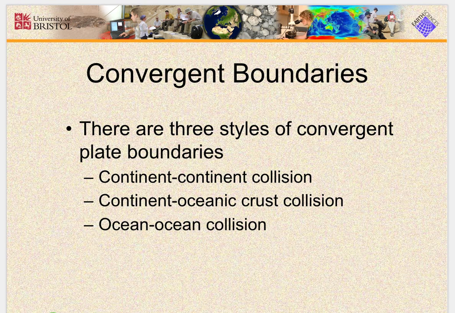Okay, now we have convergent boundaries. Those are the two that are going to bump into each other, or smash. There are three types of convergent boundaries. You have the continent and the continent, where the two land formations are bumping into each other, the two land plates. You have continent-oceanic crust, where the land plate is bumping into an oceanic crust plate. And then you have ocean to ocean. And these all form different things.